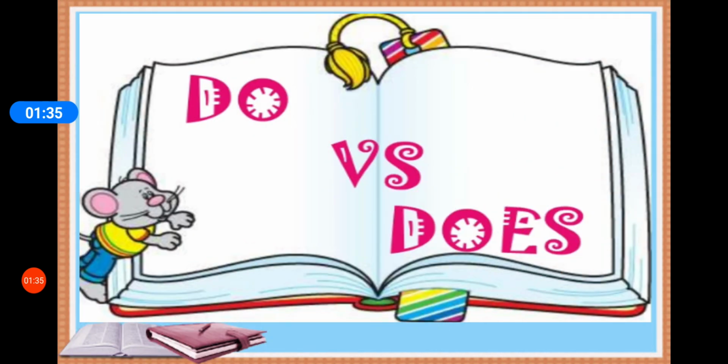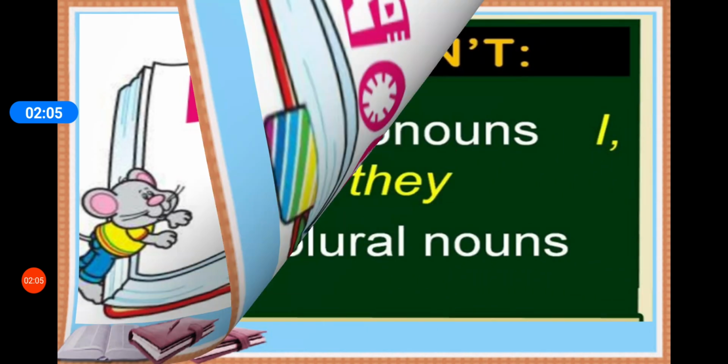Now children, we have learned that we use do and does while making questions in simple present tense and in the formation of negative sentences. But now the question arises, where should we use do and where should does be used? There are certain rules for that. Let's see what the rules are.